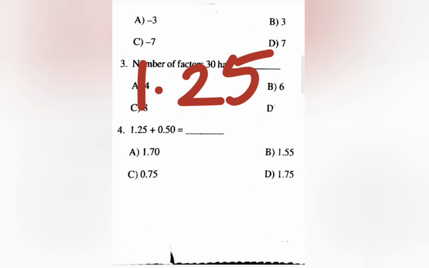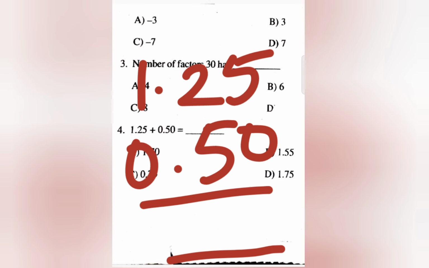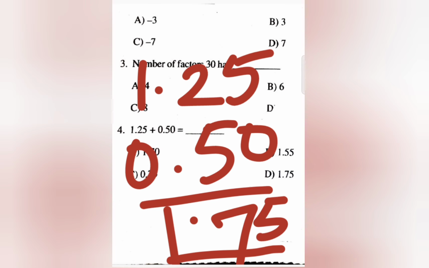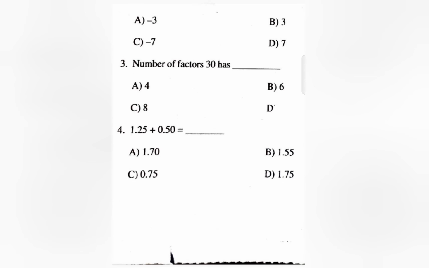1.25 plus 0.50. So 5 plus 0 means 5, 2 plus 5 means 7. The point is written as it is. 1 plus 0 means we'll get 1. So our answer will be 1.75. Now look at which option has 1.75 in the question paper. 1.75 is at option D, so our answer will be D.